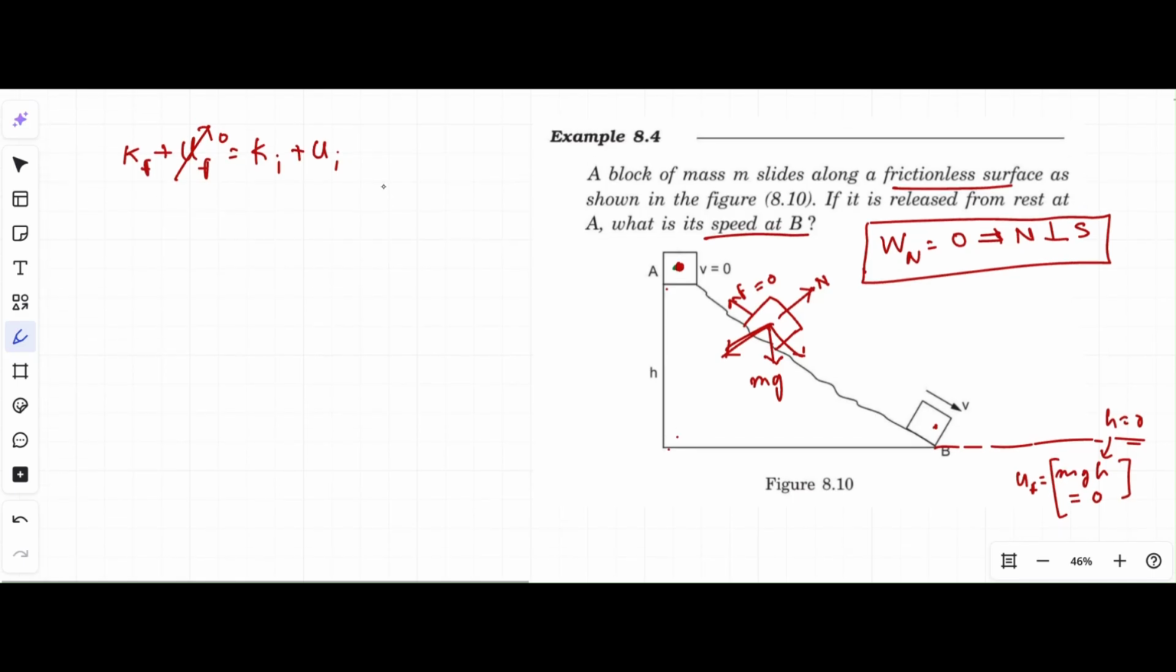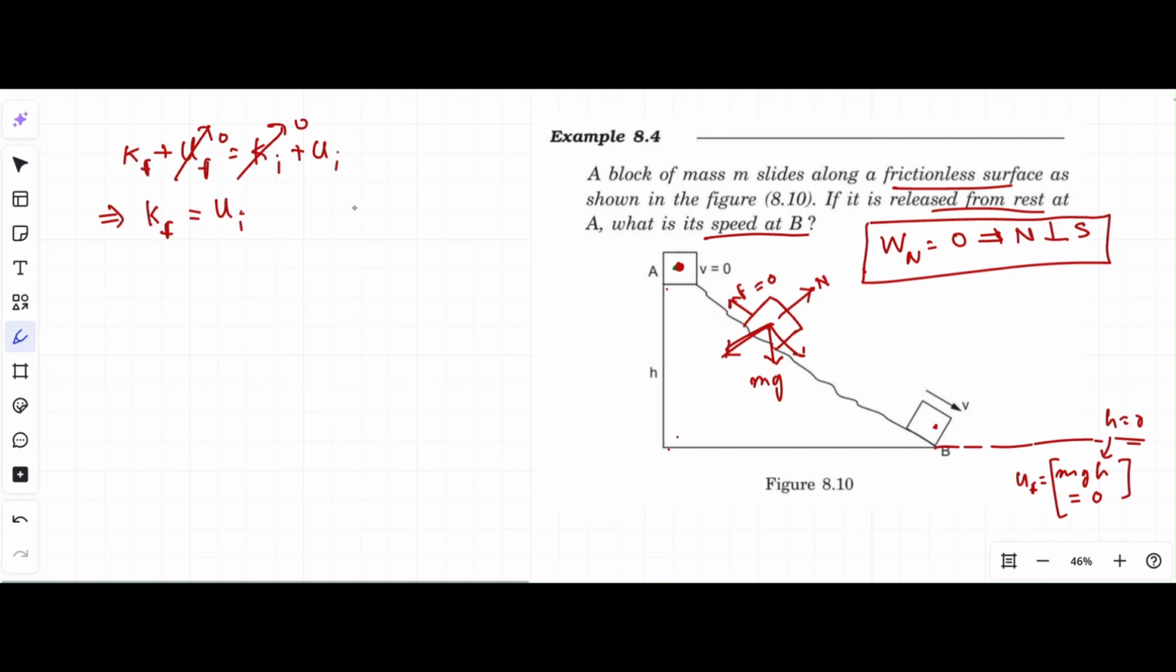Now what is the kinetic energy initially? We know that initially it is at rest, it is released from rest. So if it is released from rest, kinetic energy is also 0, which means we will be doing Kf equals Ui. So when we are solving questions in examination, we need not do this. We will develop an understanding.